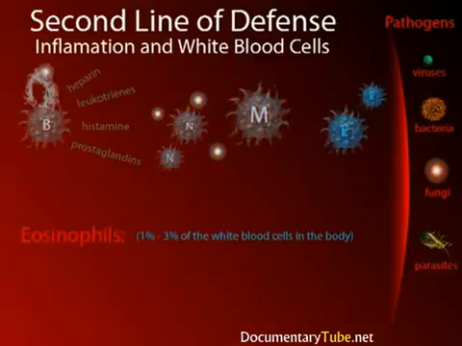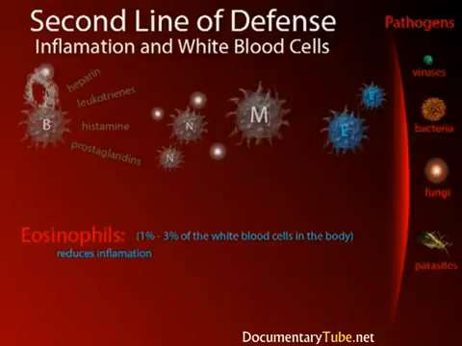Eosinophils are also part of our innate immune response. These cells reduce inflammation. Why would the body have one type of cell that promotes inflammation and another type that reduces it? Well, inflammation can be a good thing, but too much inflammation can be very bad. Thus, inflammation must stay under control. Eosinophils contain enzymes that tend to break down inflammatory agents, keeping inflammation under control.